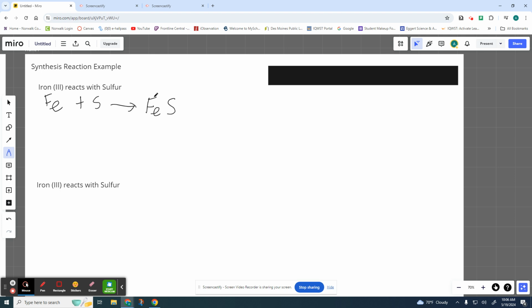What version of iron is it? It's iron 3. It does not mean there's 3 irons. It means that the version of iron we have is charged +3. Sulfur on the periodic table is a -2.